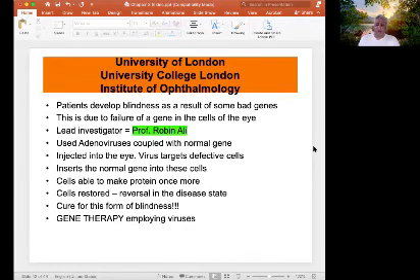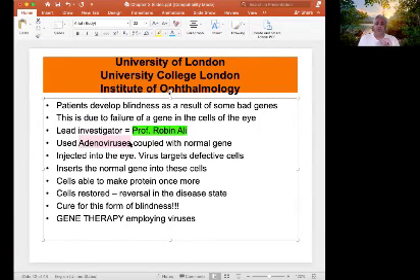Some of you may know that I got my PhD and postdoc at the Institute of Ophthalmology, which is part of the University of London. And there we did pure research on vision and eyes. And one of my colleagues, Professor Robin Ali, was in the lab down the corridor, and he was interested in using adenoviruses that were coupled to the replacement of a gene in the back of the eye that causes a retinoblastoma.